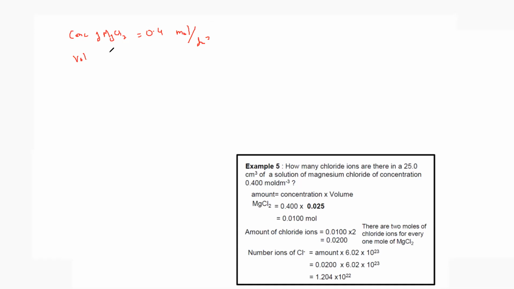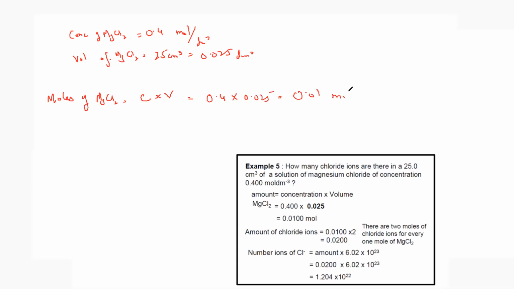and the volume of magnesium chloride is 25 cm cube, so divided by 1000 it will come out as 0.025. To get the total number of chloride ions, first we should know the moles of magnesium chloride. Moles is concentration times volume. Concentration is 0.4, volume is 0.025. When we multiply them, we get 0.01 moles.